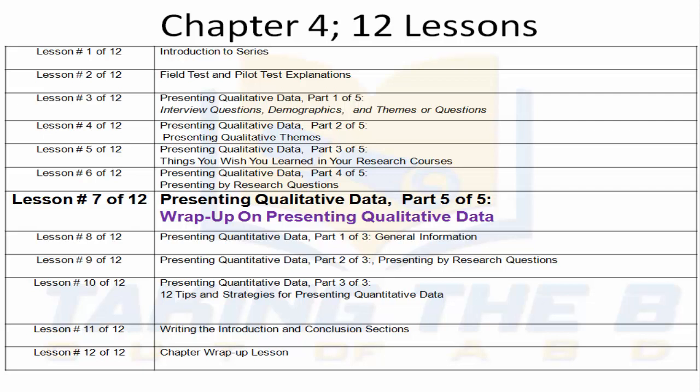After this lesson, 3 lessons will be provided based on presenting quantitative data. Then in lesson 11, there'll be a lesson specifically designed to help you better understand how to write the introduction and conclusion sections to your Chapter 4. Then lesson 12 will be a chapter wrap-up lesson that will highlight all the important points that you need to keep in mind as you write your own chapter.